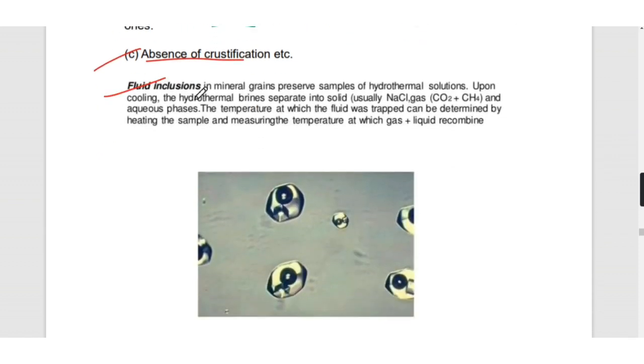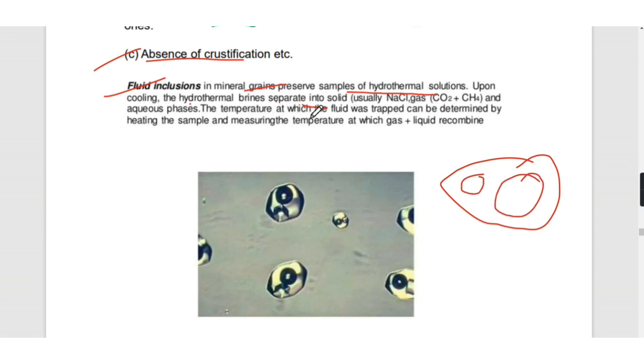What are fluid inclusions? These are mineral grain preserved samples of hydrothermal solution. Upon cooling, the hydrothermal brines separate. Upon cooling, what will happen here is that one part will separate as a solid form and another will separate in an aqueous phase. The temperature at which the fluid was trapped can be determined by heating the sample and measuring the temperature at which gas and liquid recombine.